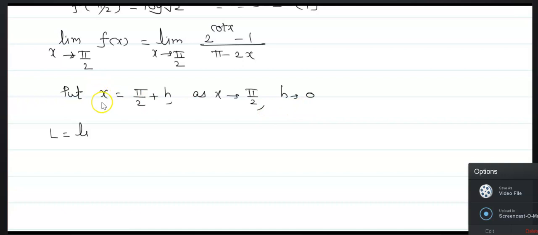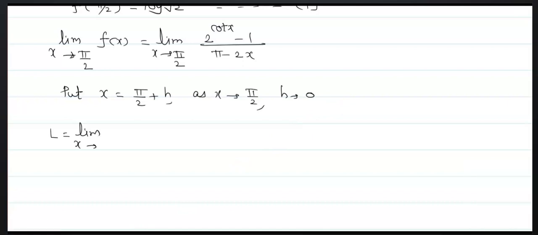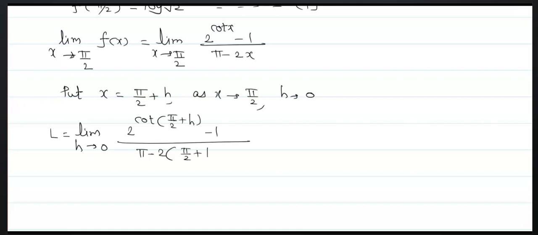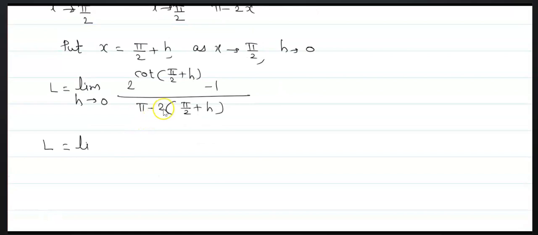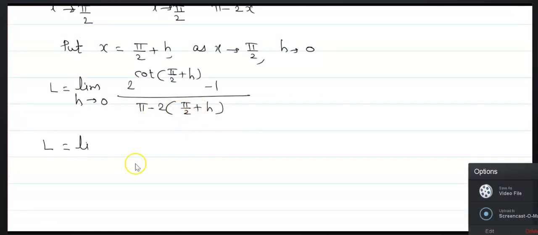म्हणजे इथे जर आपण x च्या जागी pi by 2 टाकला, pi by 2 on both sides get cancelled, then you will get h is equal to 0. And that's why we say that h tends to 0. Therefore, our limit becomes limit h tends to 0, 2 raised to cot of pi by 2 plus h minus 1 upon pi minus 2 in bracket pi by 2 plus h.